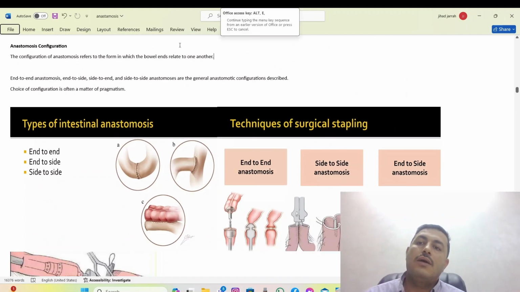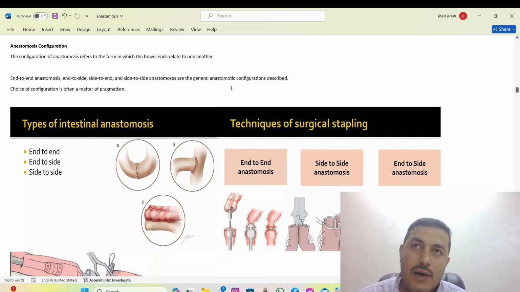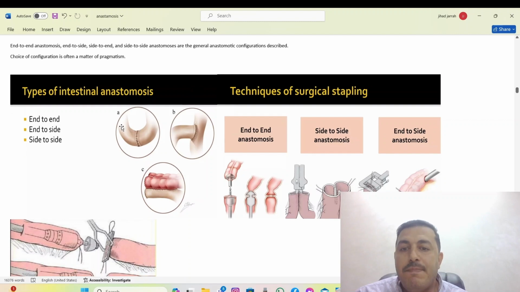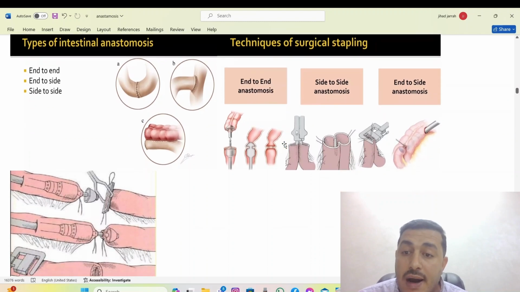Okay, anastomotic configuration. Anastomotic configuration is how these two segments will be related to each other. And I know that you know that we have these basic configuration techniques. You can see in this picture we have end-to-end A, we have end-to-side B, or side-to-side. Actually, this is how we create the end-to-end or side-to-side using staplers, but it could be hand sewn.